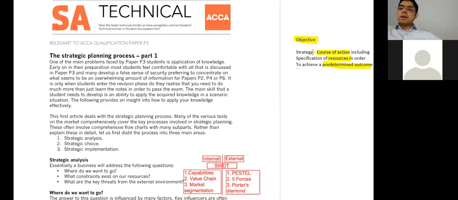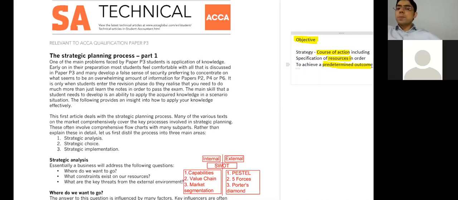Likewise, if a company has the objective of, say, increasing its market share, it would have to have a course of action. For example, it would have to go for new product development to come up with a product that is more distinctive, that has got some unique selling points, so that it can attract more customers towards its business and maximize its market share and revenues. So I hope you're clear on what is an objective and what is a strategy.